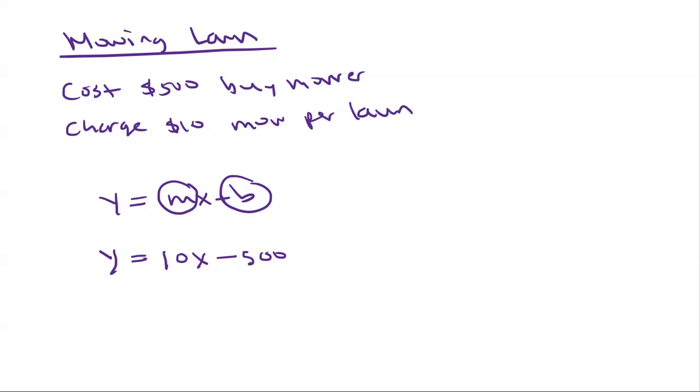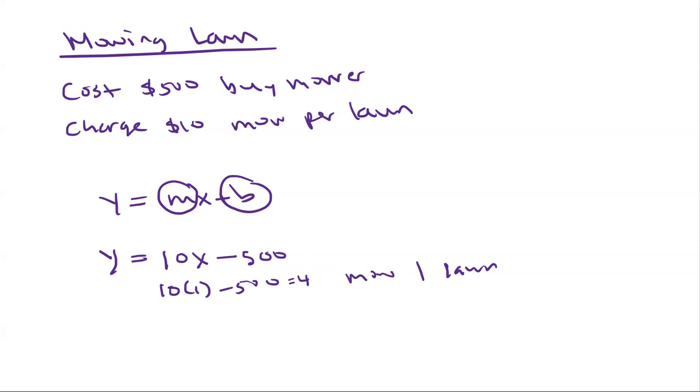Okay. Now I need to figure out how many lawns I need to mow in order to make up the money that I paid buying the lawnmower. So after mowing one lawn, if I mowed one lawn, now I will put 1 in for x, so that'd be 10 times 1 minus 500. Okay? So that will give me what? $490.